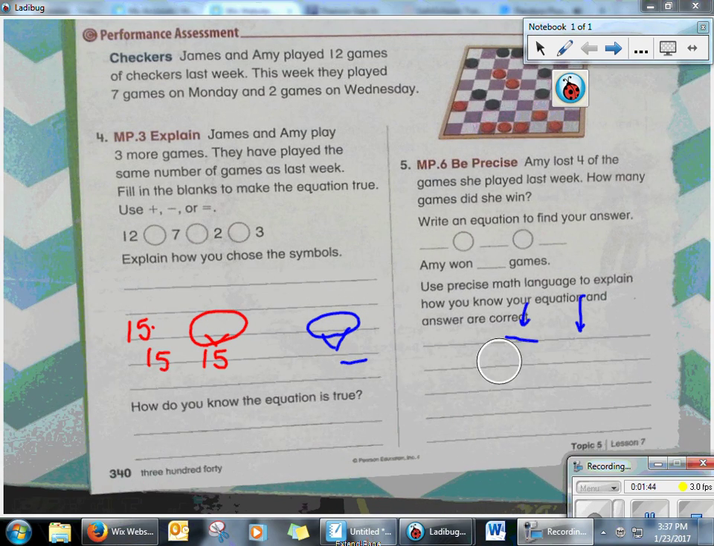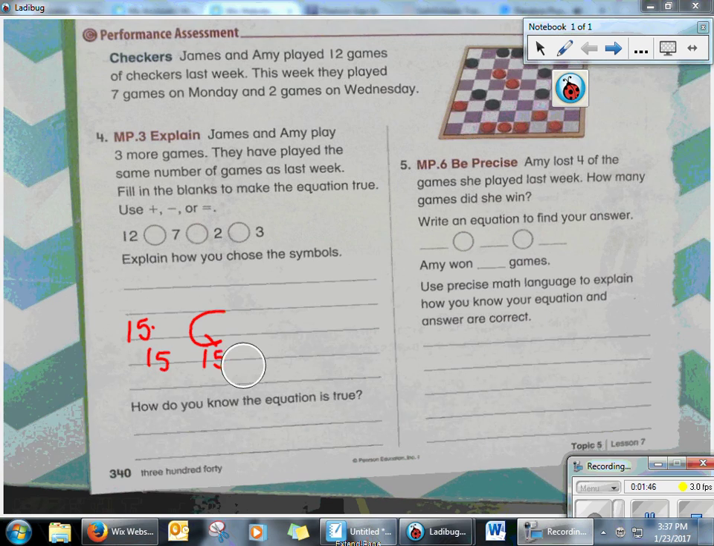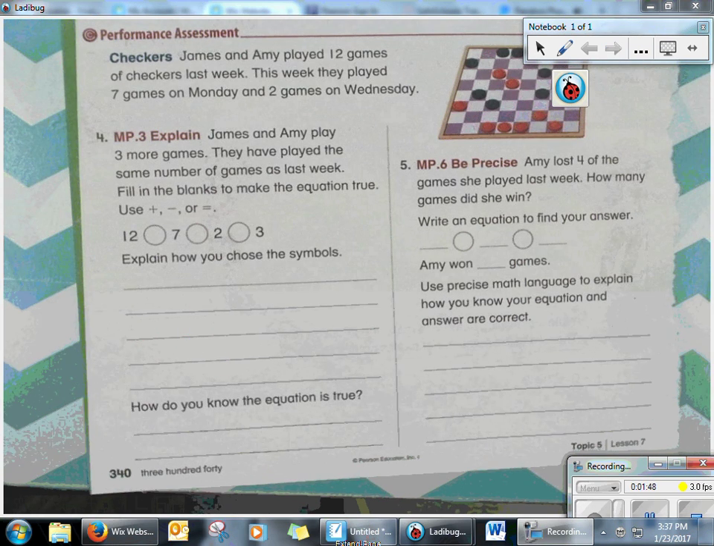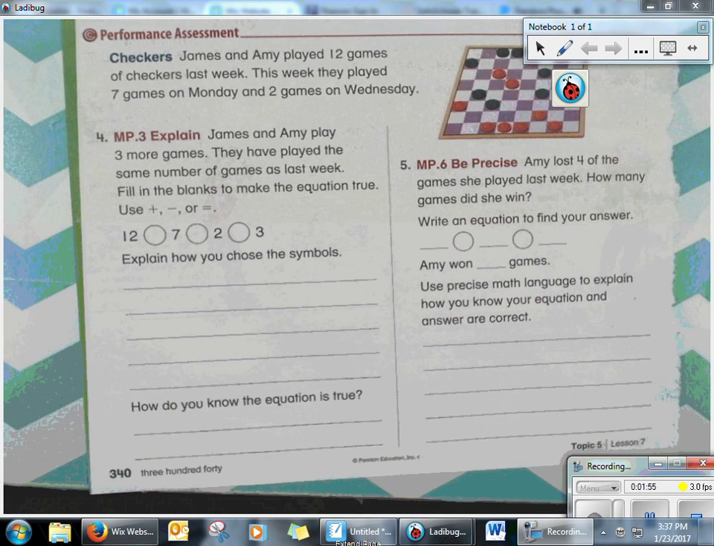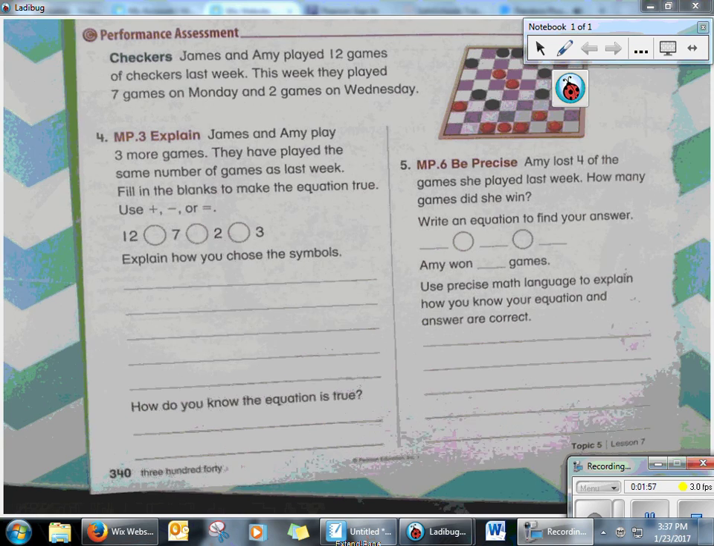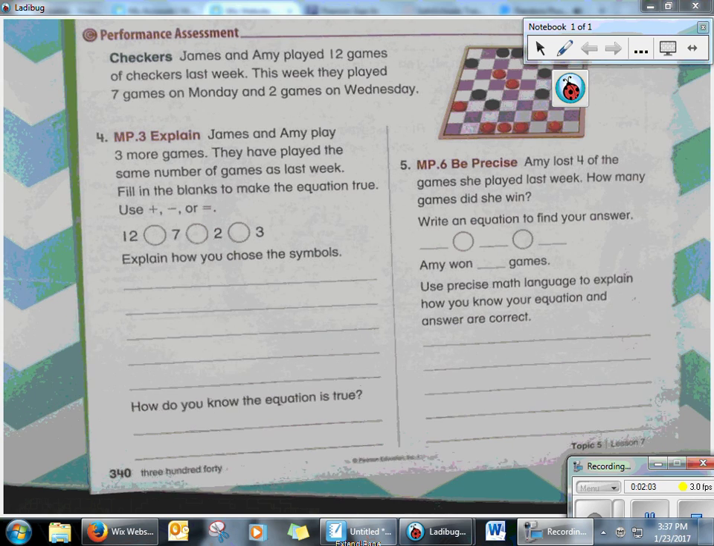If you look at the very, very top, in the blue word that says checkers, that is where you're going to get most of your information for both 4 and 5. Up top it says James and Amy played 12 games of checkers last week. This week, they played 7 on Monday and 2 on Wednesday. So for number 4, it says James and Amy played 3 more games. They have played the same number of games as last week.